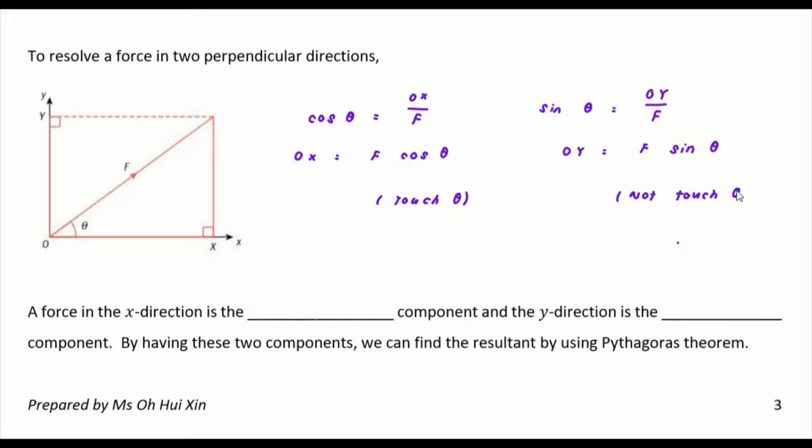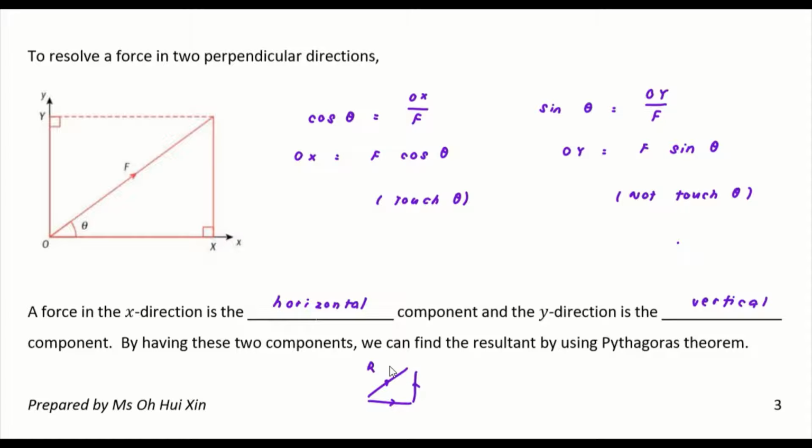We are going to do one very quick example before we move on to the partial question later. We know that the force in the x direction will be called the horizontal component, and the y direction will be called the vertical component. No matter how many forces we have, after we change them all to the horizontal component and the vertical component, we can always find the resultant by using Pythagoras theorem. Because it's the same thing: we have this line and this line, then we can find the final resultant. So that's the idea.